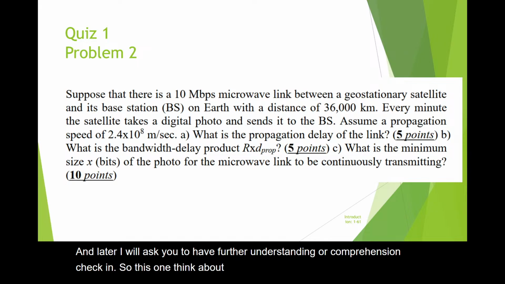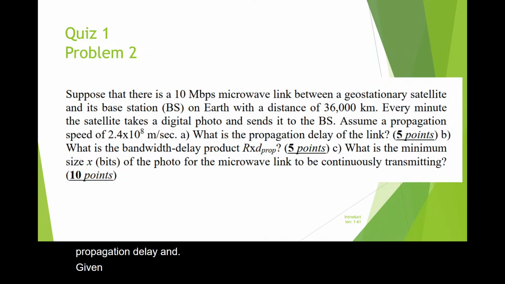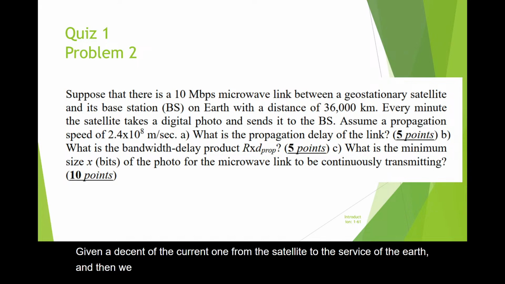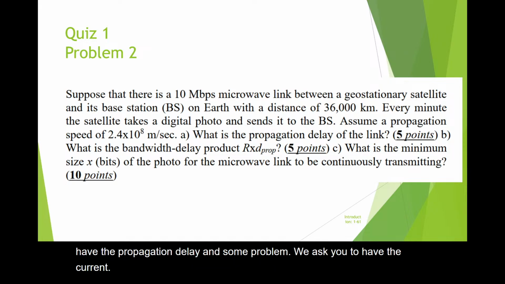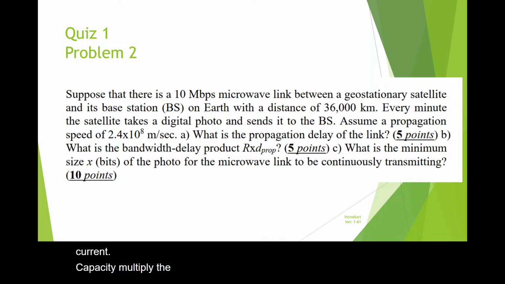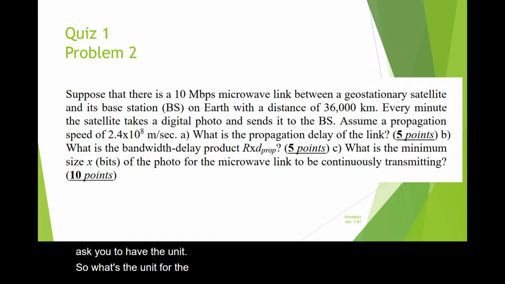And second one, we have the propagation delay. Given a distance of the current one from the satellite to the surface of the Earth, and then we have the distance. Based on the distance, I ask you to have the propagation delay. And subproblem B asks you to have the current capacity multiplied by the propagation delay. So just follow that one. However, I ask you to have the unit. So what's the unit for the second subproblem?